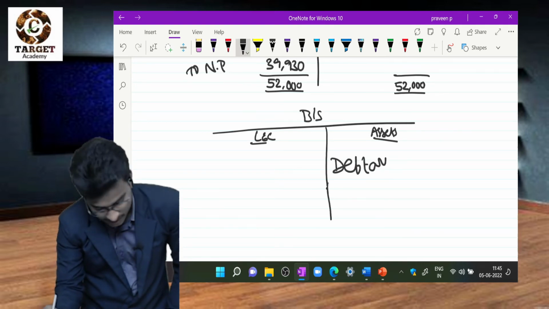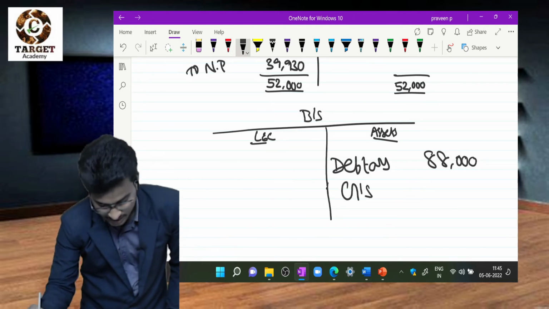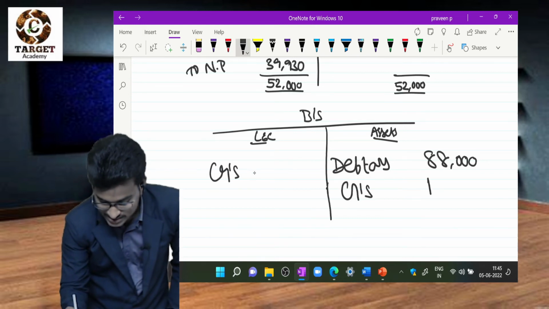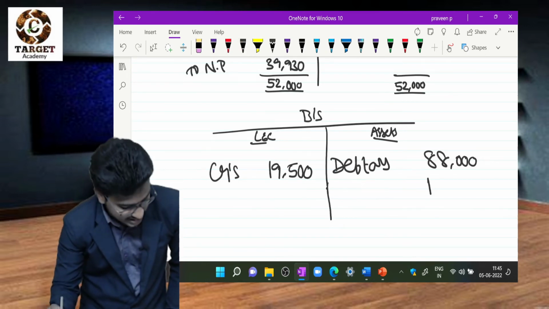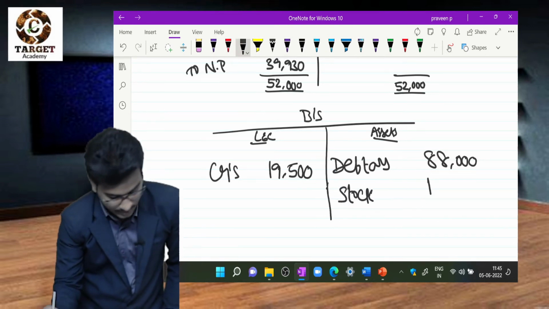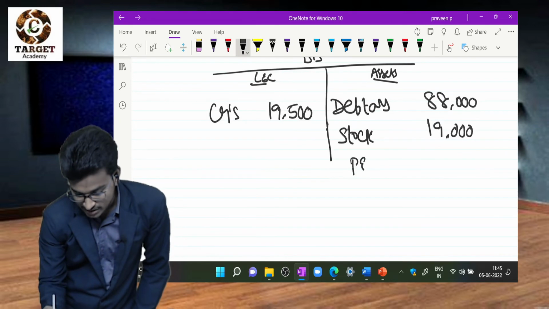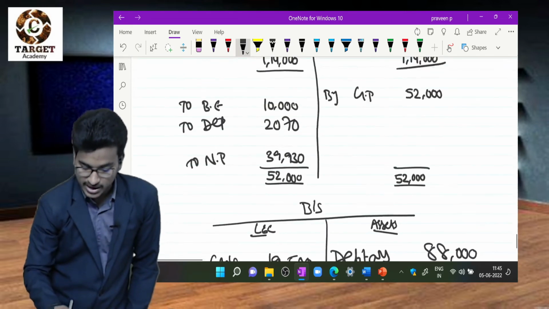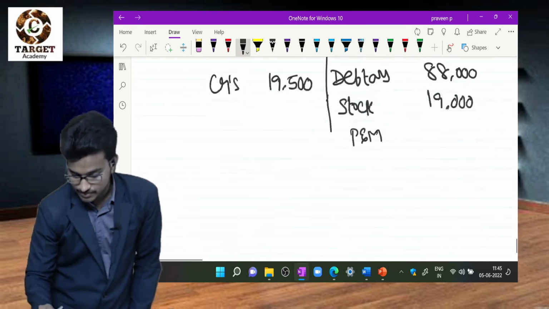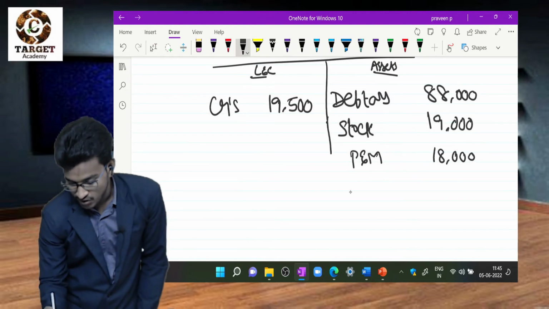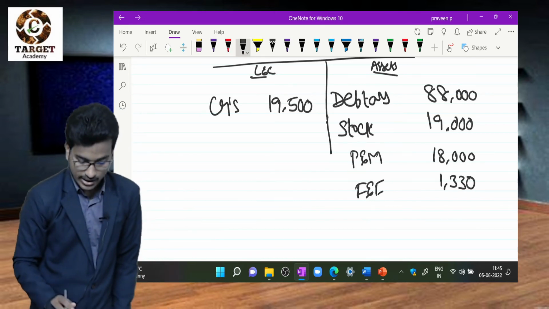Debtors, tell me the closing figure: 88,000. Creditors 19,000. Sorry, creditors is a liability, not an asset. Don't confuse. Next, after debtors, what is that? Asset. Stock. How much stock? 19,000. Next, plant and machinery: 20 minus 2, depreciation is there, so 18,000 is the closing figure. Then furniture and fittings, what is the closing figure after depreciation? 1,330.